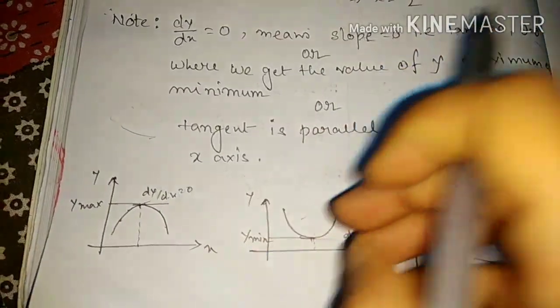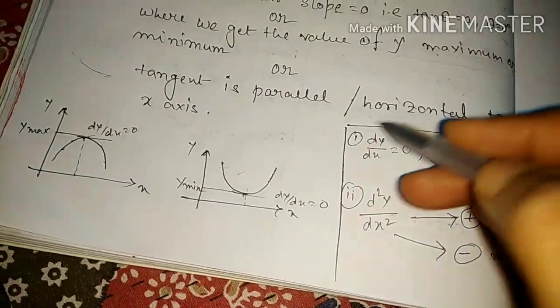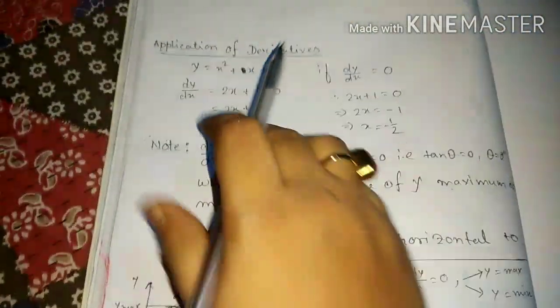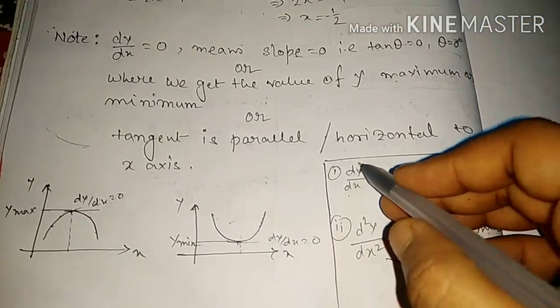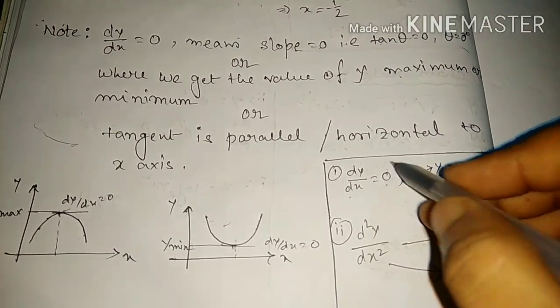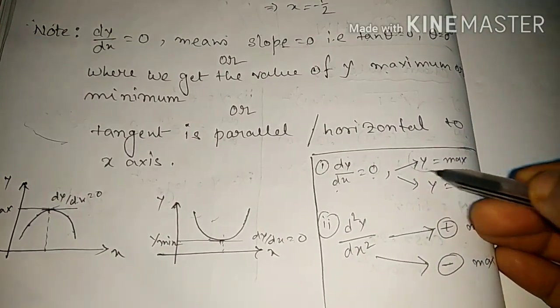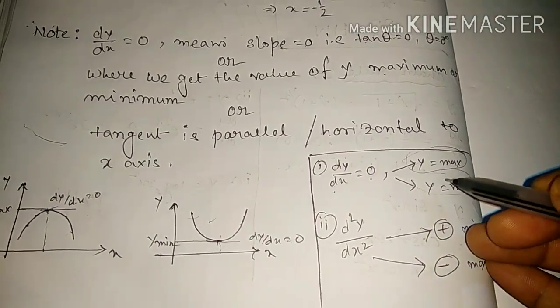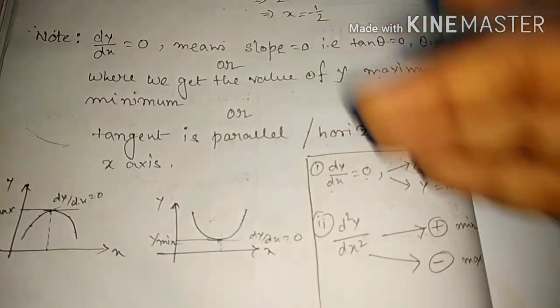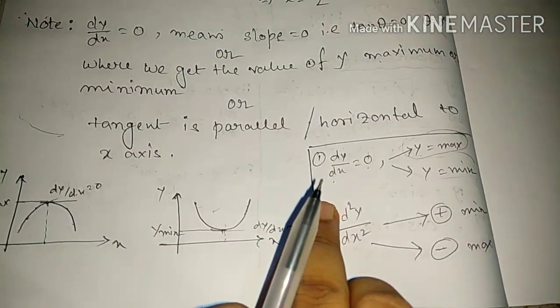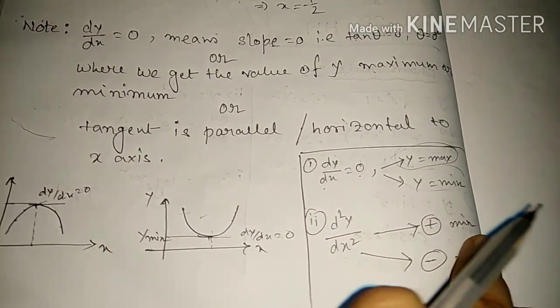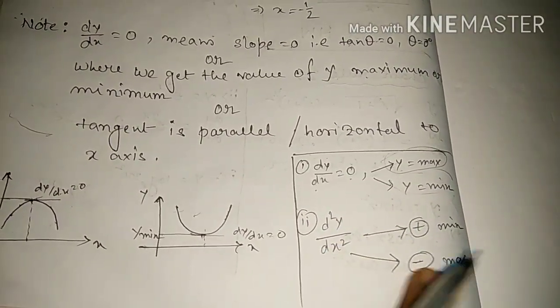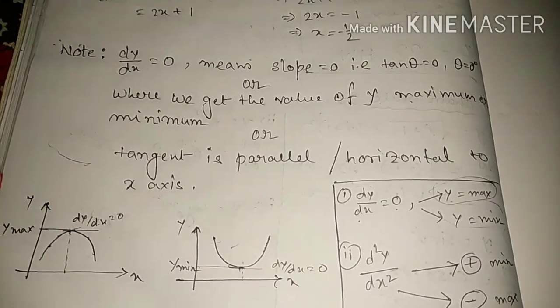Okay, so how do we find the maximum and minimum? First we have an equation or relation like this. Then we find the differentiation dy by dx. Then we put dy by dx equals 0. From dy by dx equals 0, we get either y maximum or y minimum. How can we understand which? Then we differentiate dy by dx again, and it becomes d2y by dx square. Now if the value of d2y by dx square is positive, it is a minimum value, and if it is negative, then it is a maximum value. Let's solve one problem, then you can understand easily.